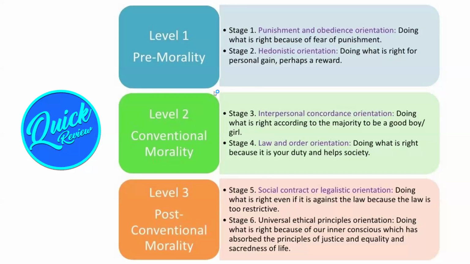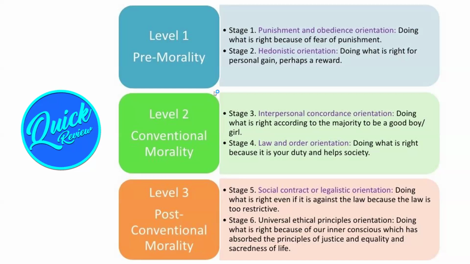Then we have law and order orientation. This is like in adulthood, like doing what is right according to social norms, the duties of society, helping others and everything. Okay, then we have the fifth stage, that is social contract orientation. Here we are doing what is right even if it is against the law, because the law is too restrictive. It may be against the law, but it is right. No, this is the correct thing I can do, and I'll do that. That's a white lie which we say. So this is the fifth stage.